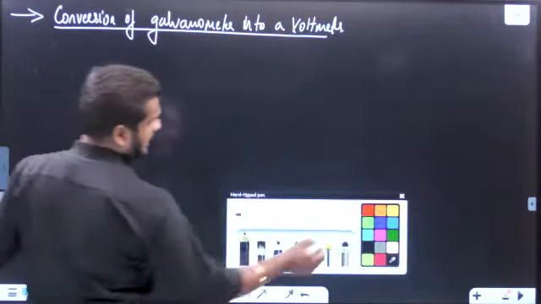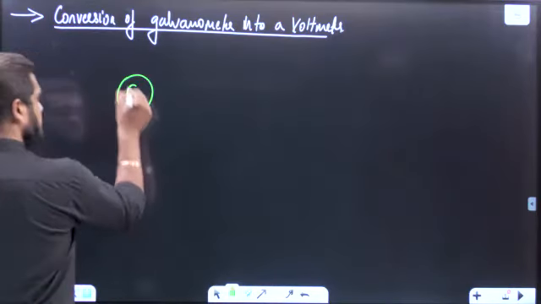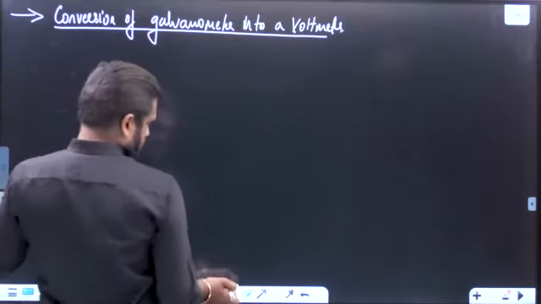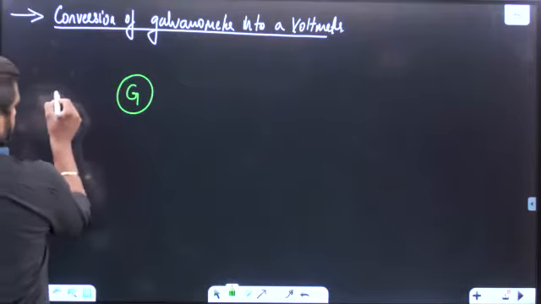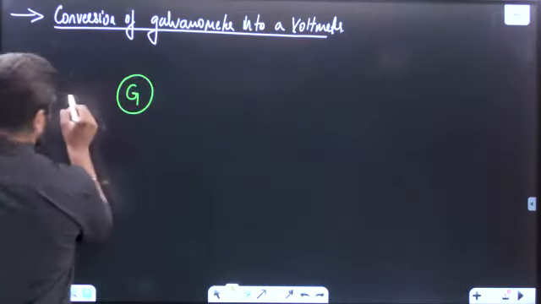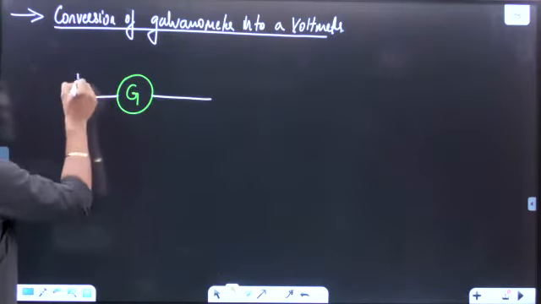Suppose I have a device. Let's say this is the galvanometer. Let G be the resistance of the galvanometer. Now, suppose there is a current flowing through the galvanometer, let's say I.